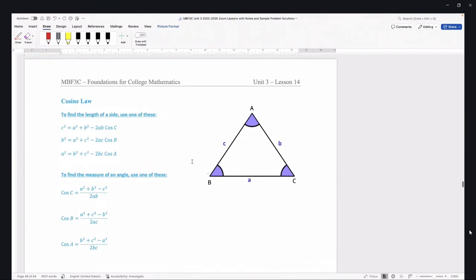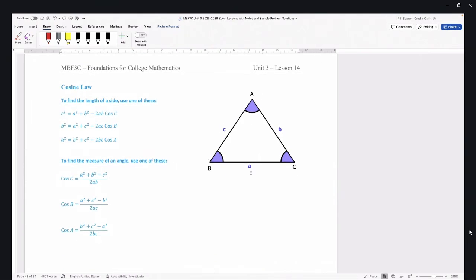Same thing for the cosine law. Opposite angle A is side a, opposite angle B is side b, opposite angle C is side c. Three formulas, essentially the same formula. It depends on which side we're trying to determine. c squared equals a squared plus b squared minus 2ab cosine C. So the first part is just like Pythagoras, c squared equals a squared plus b squared. Then we subtract 2 times the two sides that are on the same side of the equation, ab, minus 2ab times the cosine of angle C, which is opposite the side that we're trying to determine.